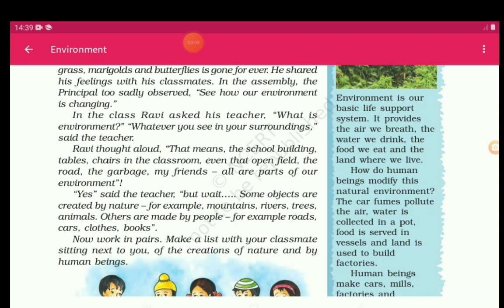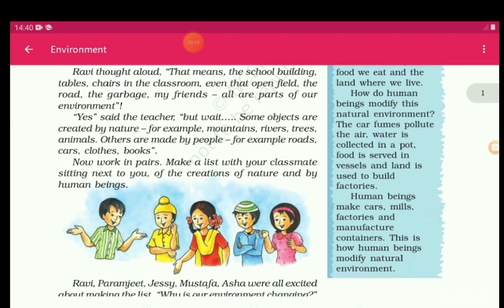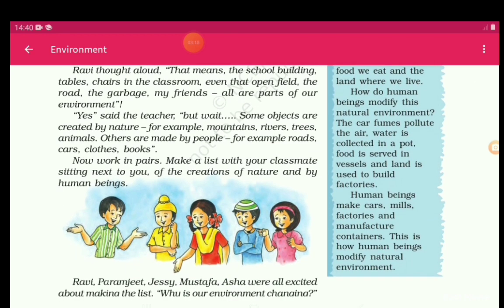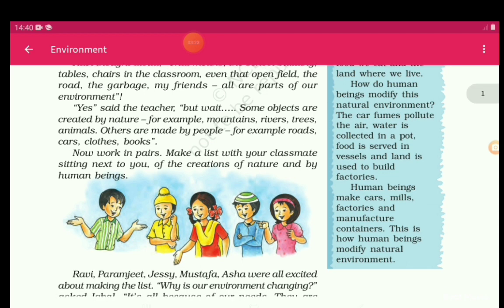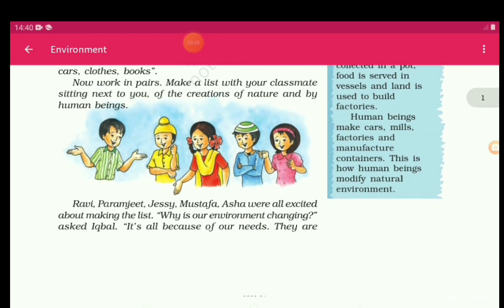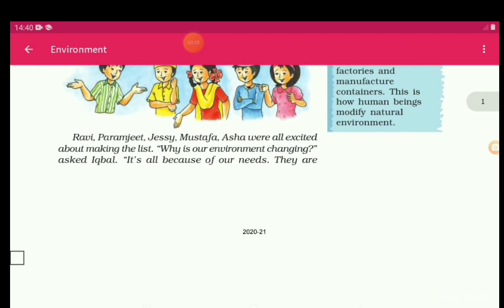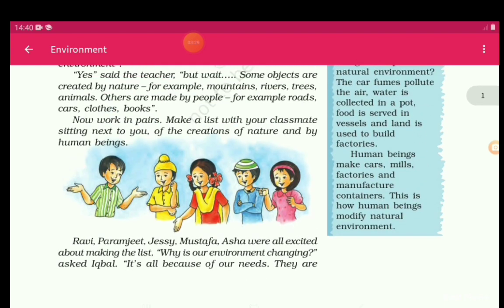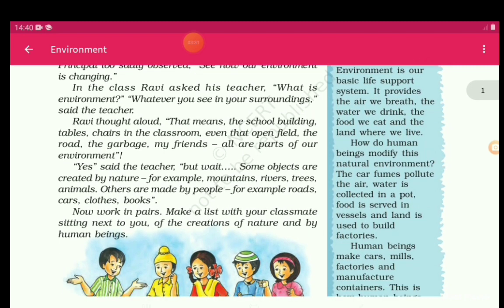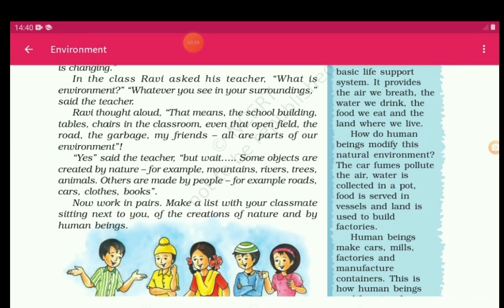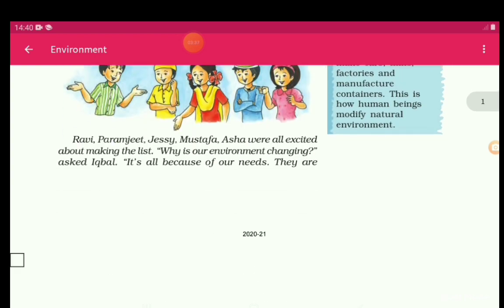Water is collected in a pot. Food is served in vessels. And land is used to build factories. Human beings make cars, mills, factories, and manufacture containers. This is how human beings modify natural environment. So in this way, we are changing our environment. We are constructing buildings and all, and we are destroying our environment.